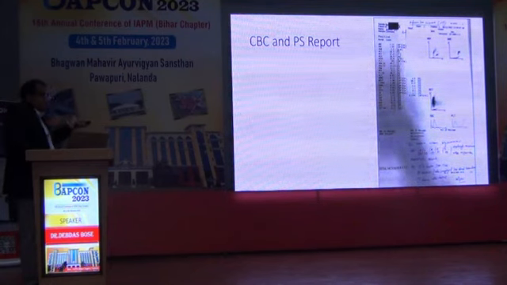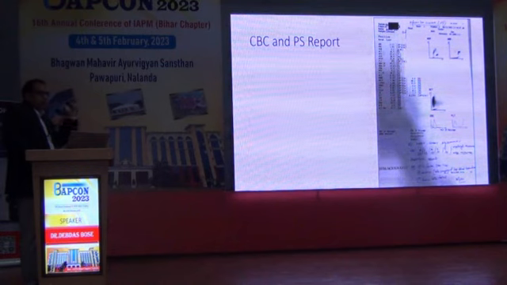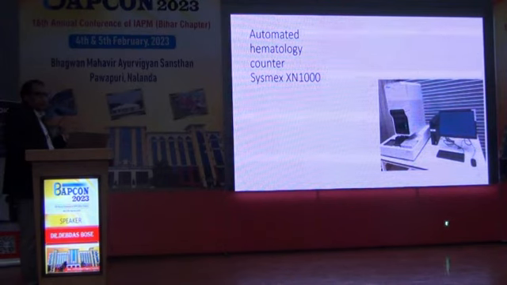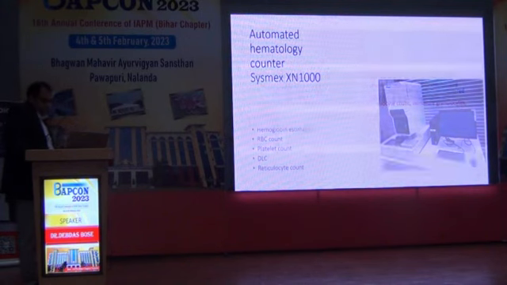So before giving the report, you have to verify it. You have to see the peripheral smear. If there is any flagging, not even flagging, if there is any abnormality, you have to see it. Then sign out the report. So this is typical of an automated hematology counter. This is a Sysmex counter. In this machine we have the Sysmex XN-1000.